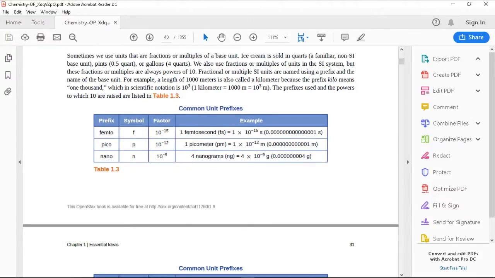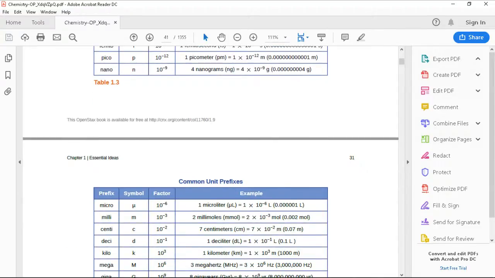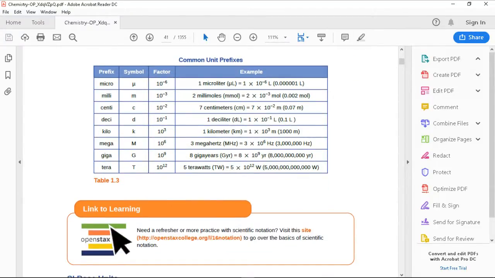Femto, negative 15, pico, negative 12, and nano, negative 9. And the rest of those.